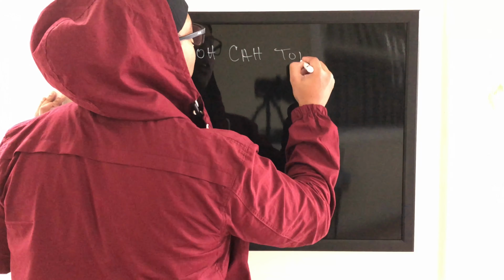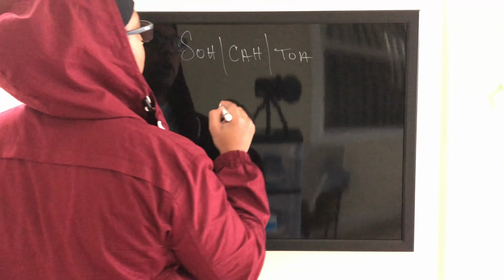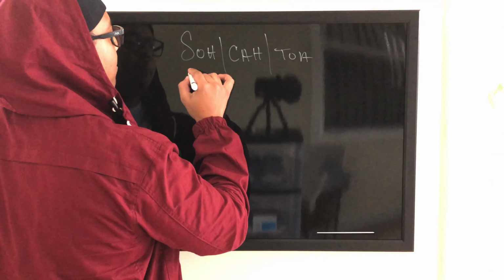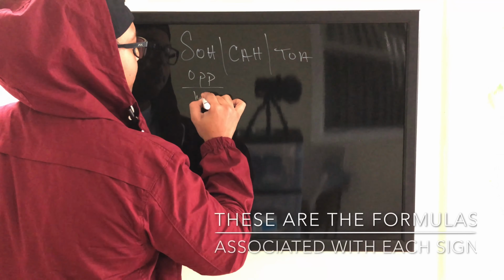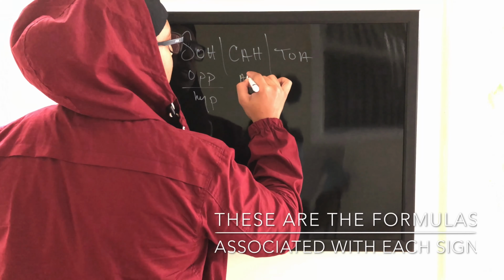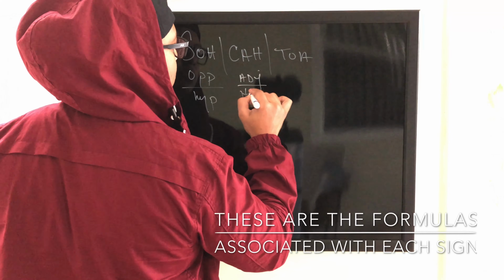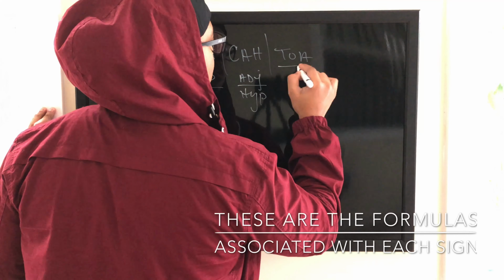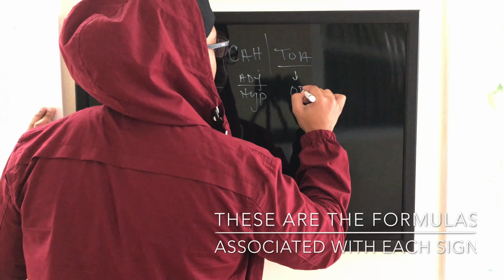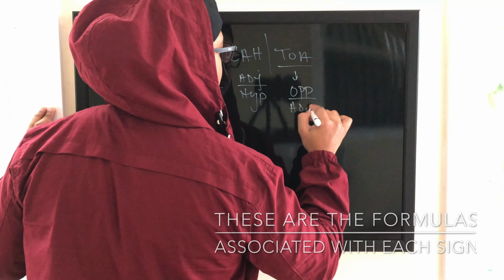Sohcahtoa. Okay, so we know that sine is opposite over hypotenuse. And then we know cosine is adjacent over hypotenuse. And then we know tangent is opposite over adjacent.